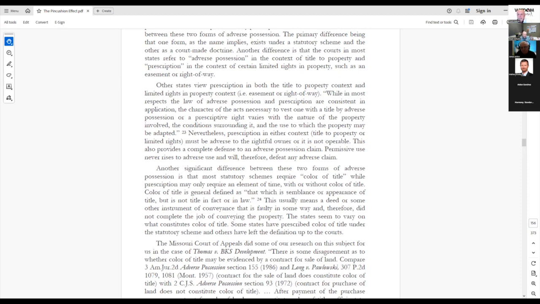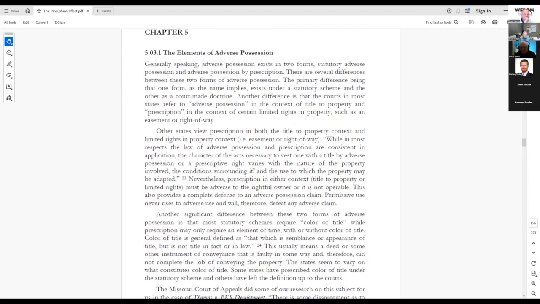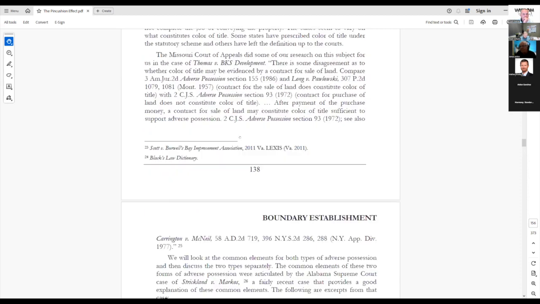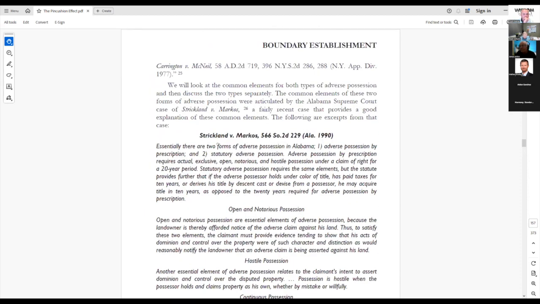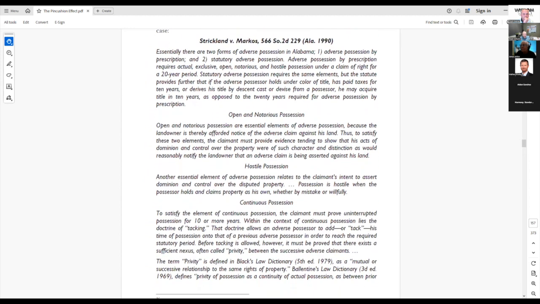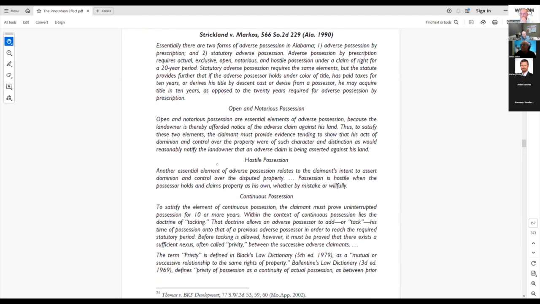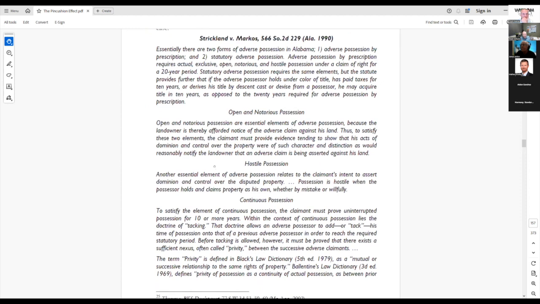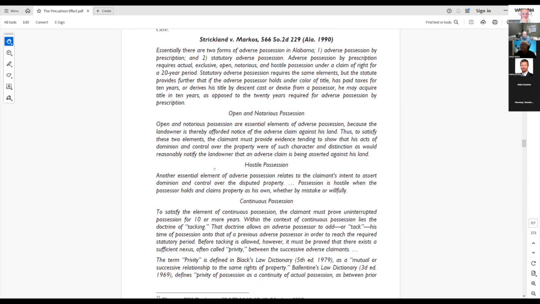So let's try and answer Dean's questions a little bit more fully. Jumping over to the next page here, the book talks about Strickland versus Marcos, and I'm going to read this first paragraph here. And this is a case in Alabama. So essentially, there are two forms of adverse possession in Alabama.